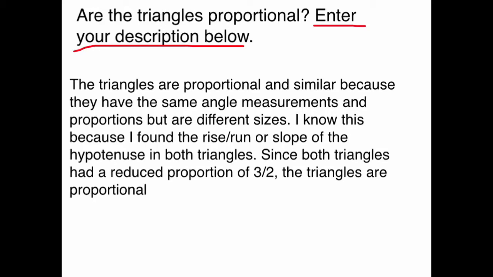The triangles are proportional and similar because they have the same angle measurements and proportions but are different sizes. That is my answer. I know this because I found the rise and the run, or slope, of the hypotenuse in both triangles. That's me explaining my calculation. Since both triangles had a reduced proportion of 3/2, the triangles are proportional. And that's my explanation. Make sure that your explanations also include all components of our ACE framework. Let's go ahead and practice, guys.